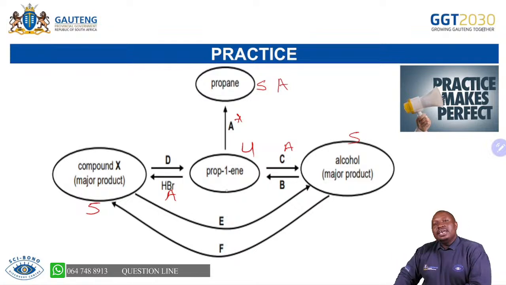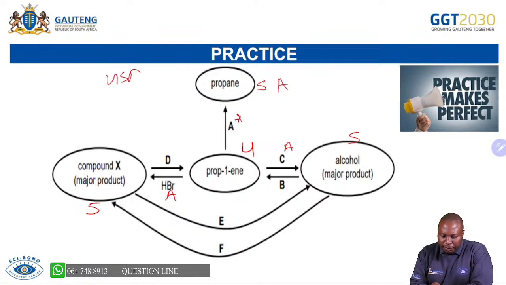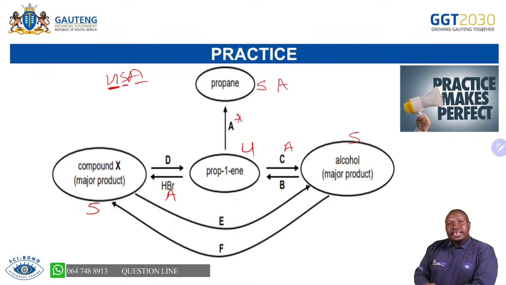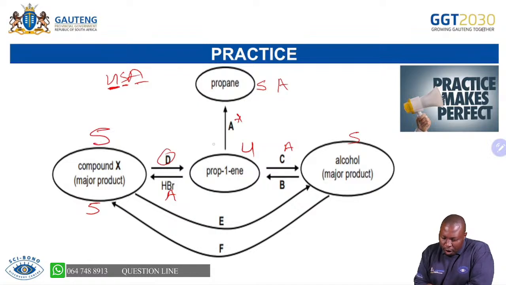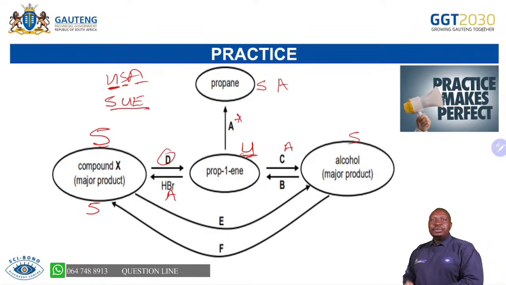Now, any arrow that forms saturated from a double bond, remember we said USA. So from unsaturated, we form saturated, the reaction is called addition. In this case, if you come from saturated, for example, let's look at reaction D, this one is from saturated to form unsaturated. So that must be elimination. So from saturated to unsaturated, the reaction is elimination.